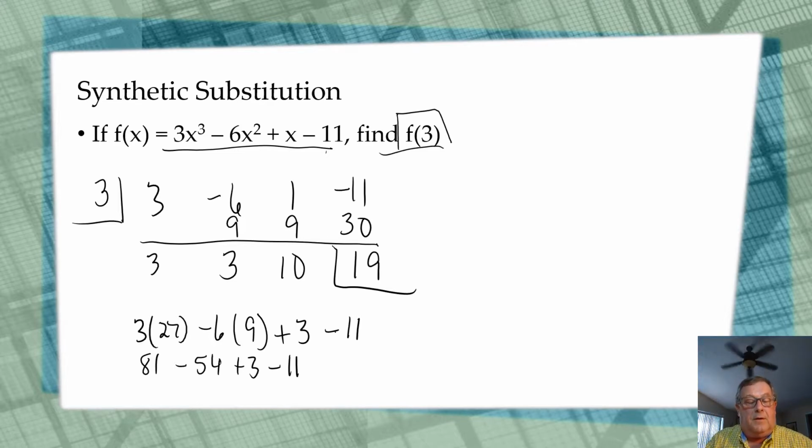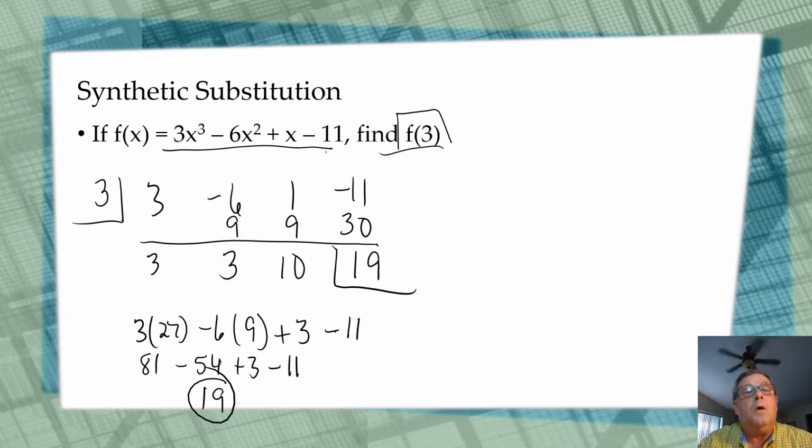Let's go over here to the calculator. Let's run this. So 81 minus 54. Well, that's 27 plus 3. That's 30 minus 11. And shazam, f of 3 is 19. But we can synthetically substitute and find the same answer. The remainder theorem. If I synthetically divide by a specific value of x into a function equation, whatever that remainder is, that is going to equal f of 3 into that function.